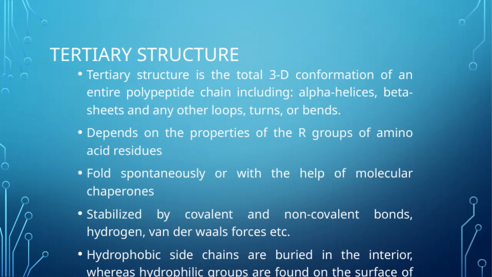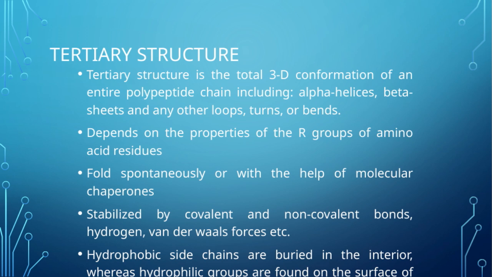Now, let's talk about the tertiary structure of a protein. This is essentially the total three-dimensional shape of the entire polypeptide chain. It includes alpha helices, beta sheets, and any loops, turns, or bends that help give the protein its specific shape. The key point here is that this overall conformation depends heavily on the properties of the R groups, or side chains, of the amino acids. These properties influence how the chain folds and interacts internally.